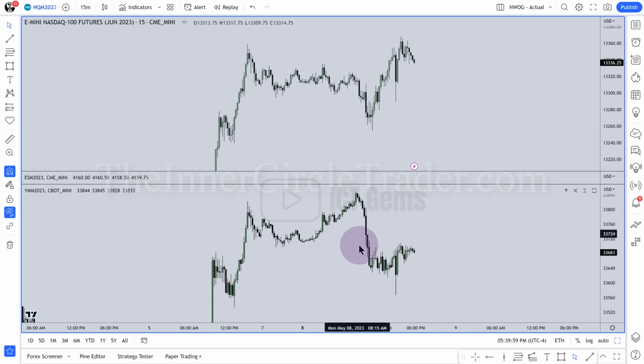This is the Dow in relationship to the NASDAQ. Notice that this market here on the Dow was able to make a higher high, whereas the NASDAQ was unwilling to make that higher high. Now I teach that as SMT.